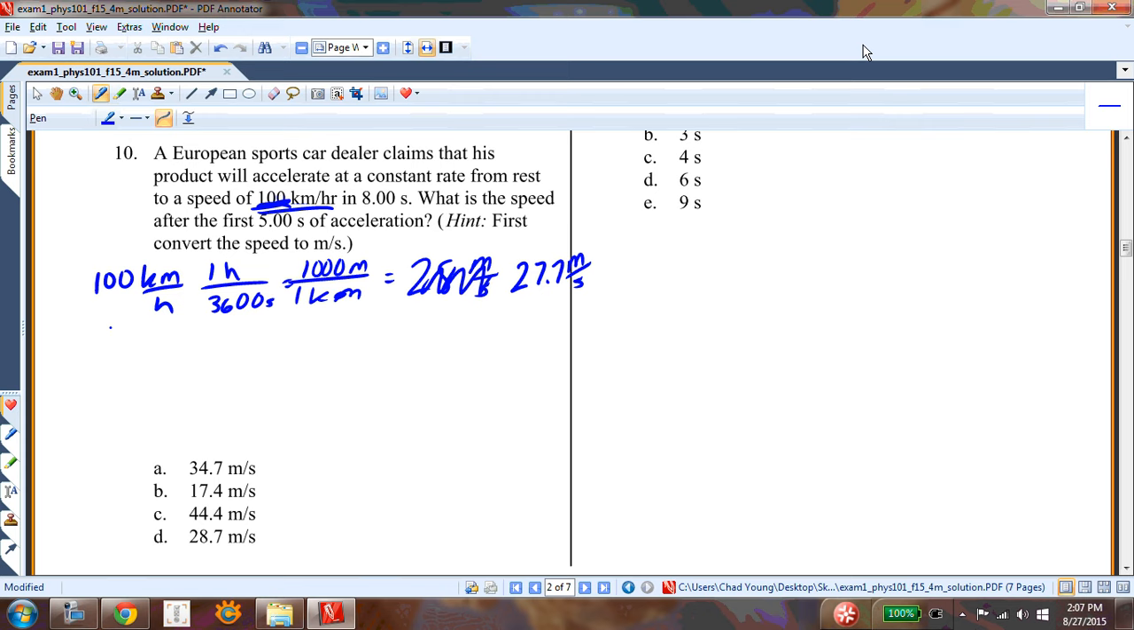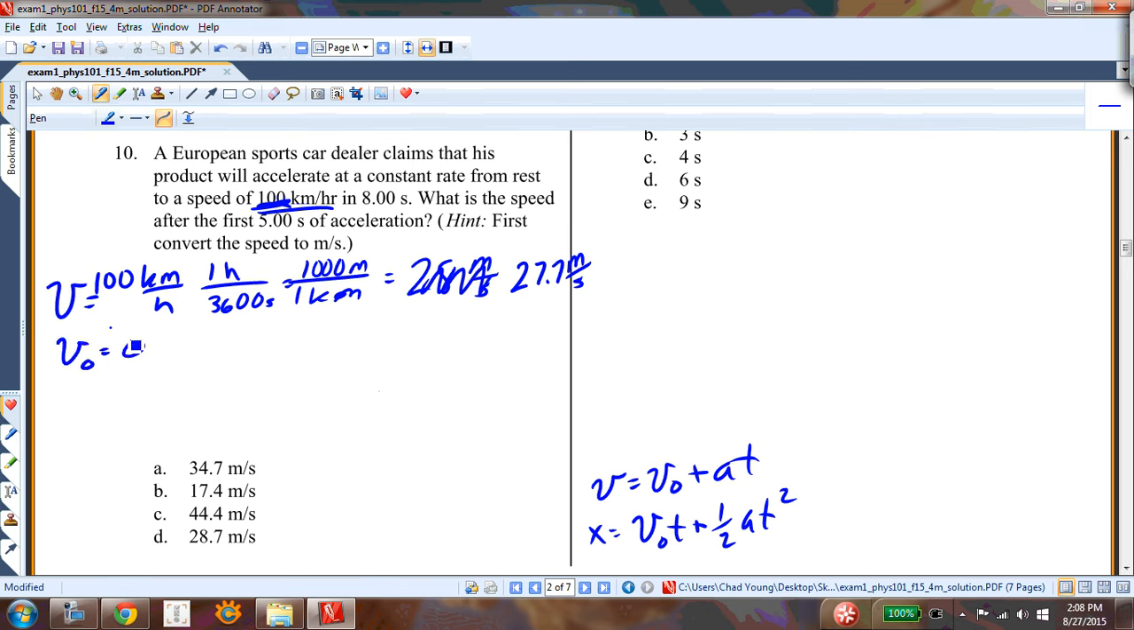Okay, so my first thing here is to find the acceleration. Let's write my kinematics equations. I'll write them right over here because I'll probably use them again anyway. V equals V naught plus AT, and then X is V naught T plus 1/2 AT squared. And I want to find the acceleration. This is my final velocity. I also know that V naught is equal to 0 because it starts at rest. And I know that it gets to this final velocity in 8 seconds. So T is equal to 8 seconds.